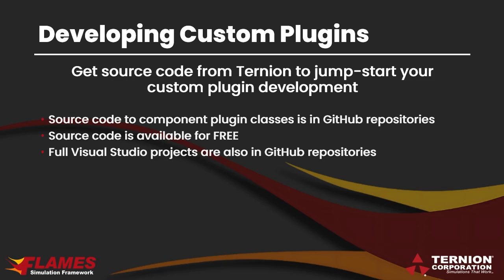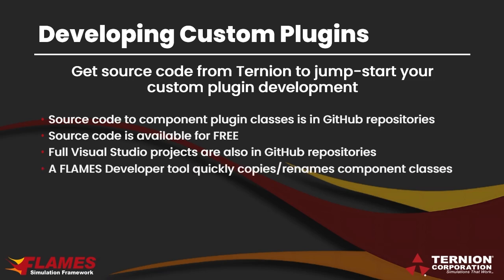Once you have used the content out of the Flames store, if you see a class that maybe doesn't quite meet your requirements, you can go get the source code out of the Flames repositories and use a tool that's provided with Flames Developer to copy any class that you're interested in modifying and give it a new name. Then you'll start all of your development of a custom class using an existing Flames-provided class that already runs. So you're really just modifying the class. You never have to build a class from scratch. You're just modifying it to satisfy your additional requirements.